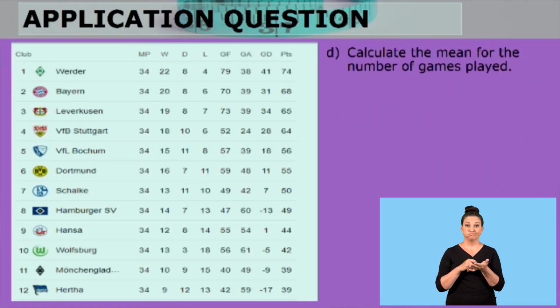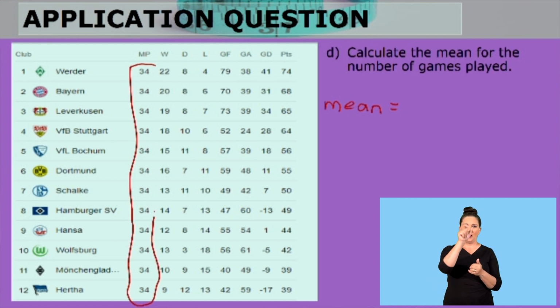Calculate the mean for the number of games played. The mean is the sum of all the values divided by the amount of values that we have. So we're going to have to add up all the values for games played, all of those values up there.